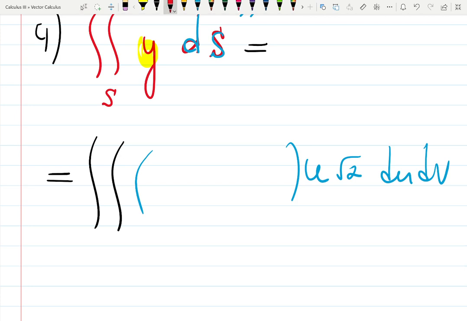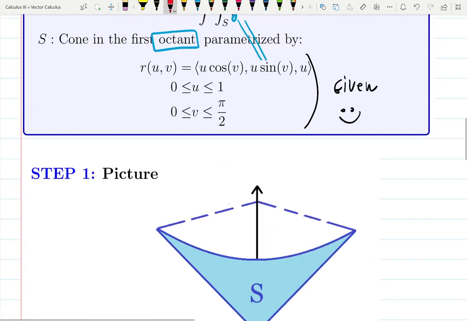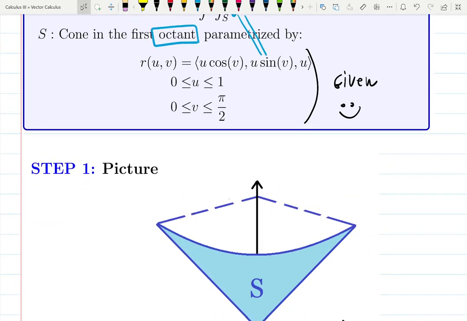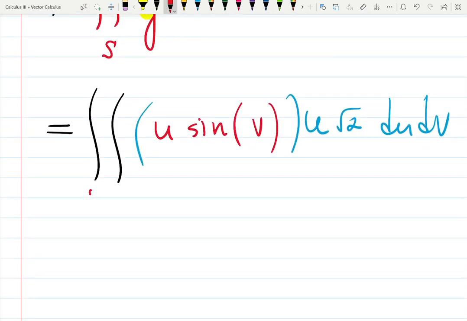So as you said, it will be u sine v, thank you. Now, from where to where? What is my u doing and what is my v doing? Let's go back and check that. Again, you're supposed to build this. What is my u and v doing? But it was given. So, if v is outside, we're going to put 0 to pi over 2 outside. If u is inside, 0 to 1.